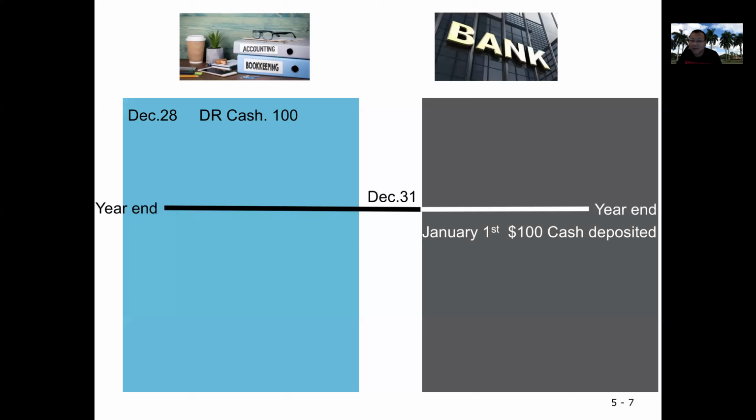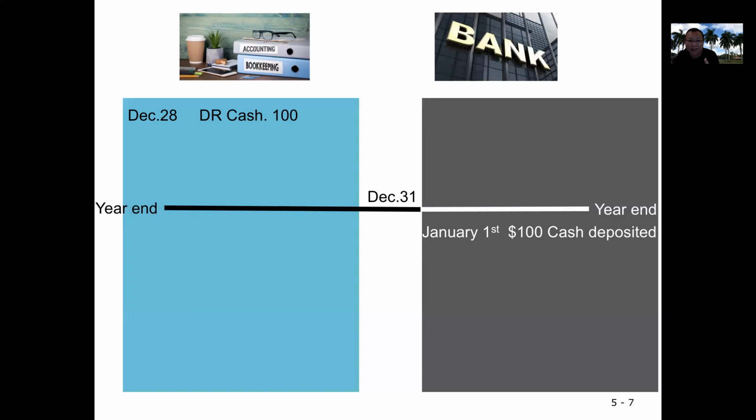The bookkeeper will make this entry: debit cash for $100. Suppose the bookkeeper received $100 cash on December 28th. Now, because of the new year, this is the year end, so instead of depositing this cash to the bank right away, the bookkeeper kept this $100 in the safe. She was very busy until January 1st. She finally got the time, so she deposited this $100 cash to the bank.